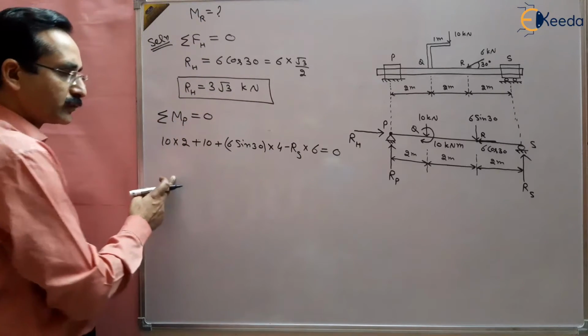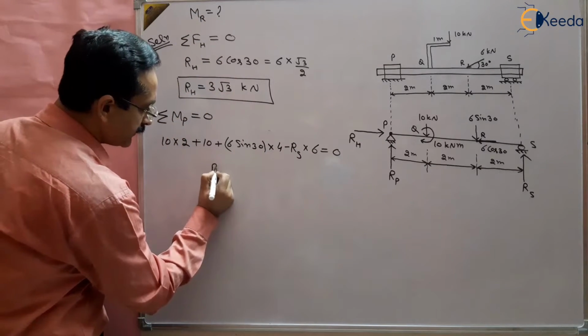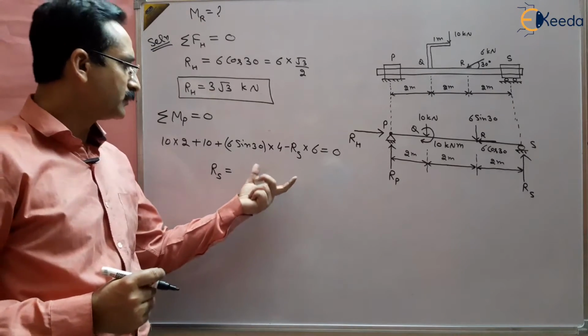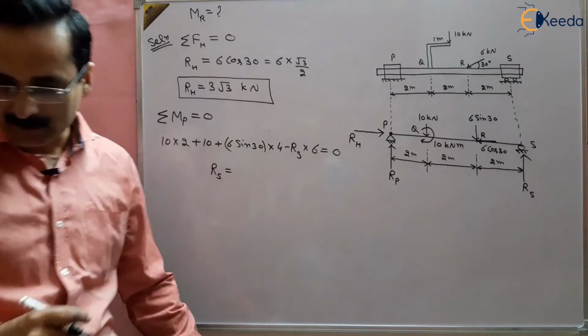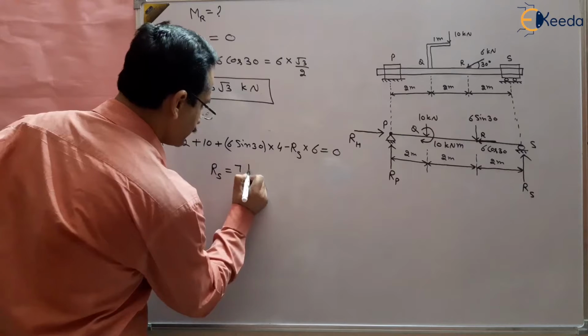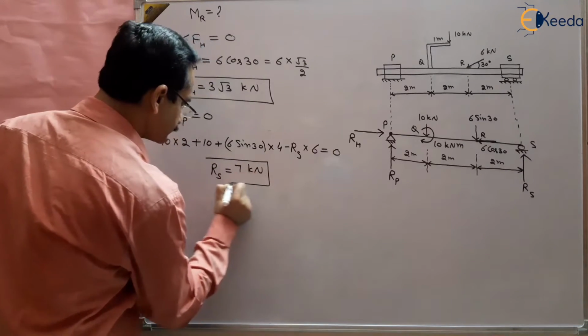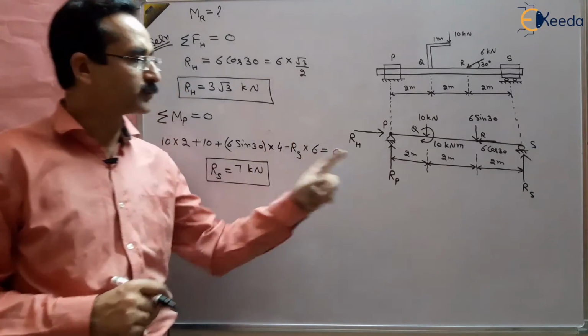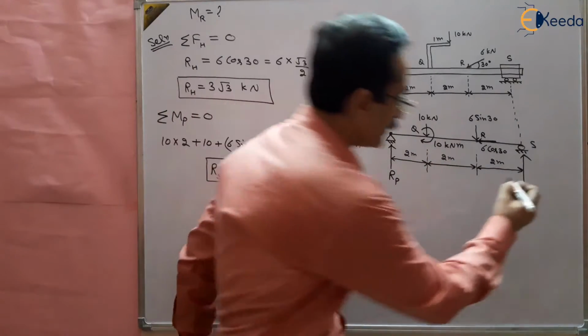So from here, solving it, you will get the value of RS, the reaction at point S, right? Use a calculator and find out the value of the reaction. I am writing directly the value, RS is 7 kilonewton. So we have found the reaction at point S, that is 7 kilonewton.